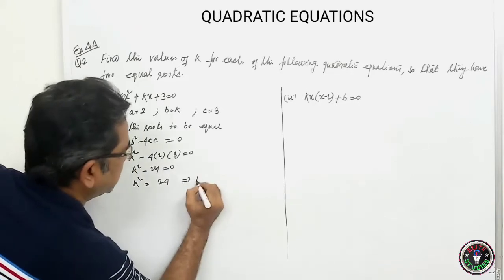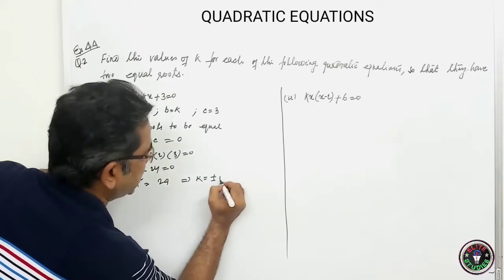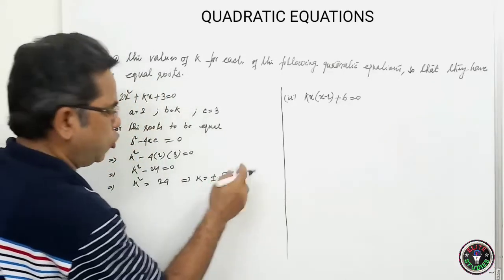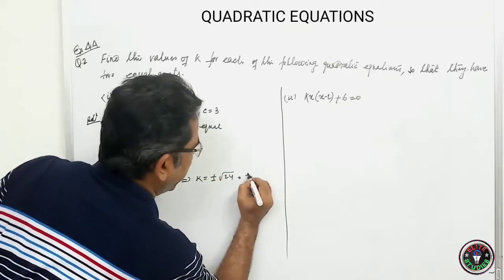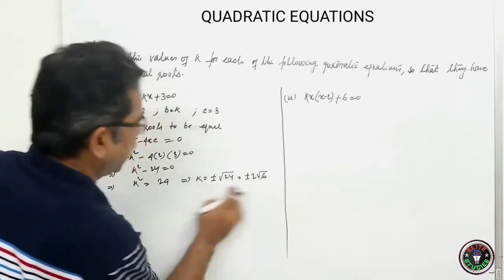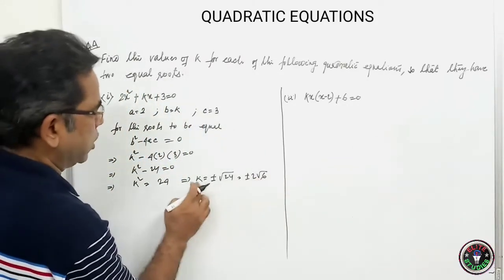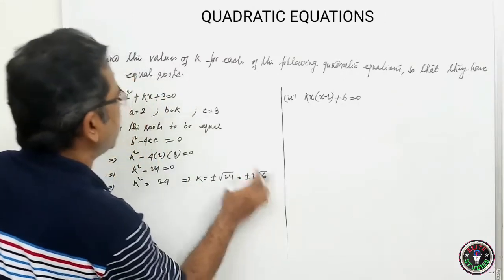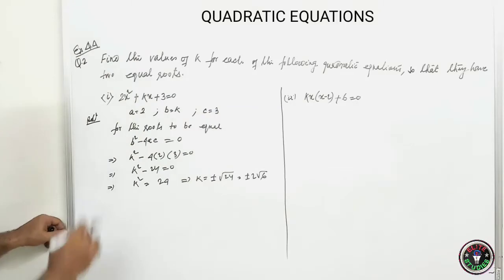So this implies k is equal to plus minus root over 24. 24 is 4 times 6, so 2 root 6, that is equal to plus minus 2 root 6. So for this value of k, there are 2 values, for k, plus 2 root 6 and minus 2 root 6, the roots will be equal.